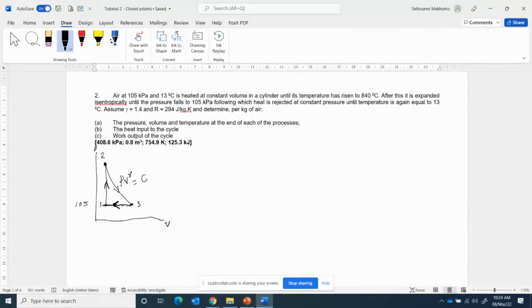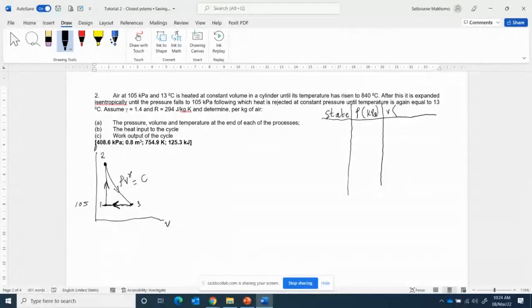So this is how I want you to answer this question in the exam, because it's a cycle. This is how you answer it, because it's easy for me to mark. You say state, a straight line, and then you have pressure in kPa, and then we have volume.